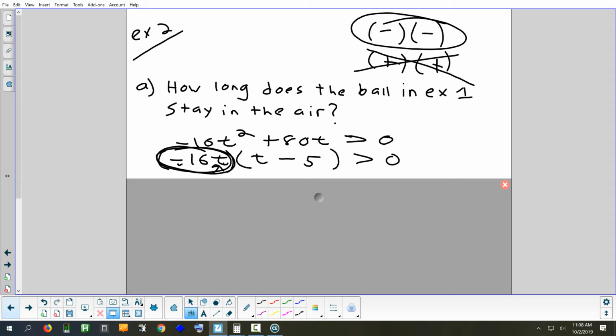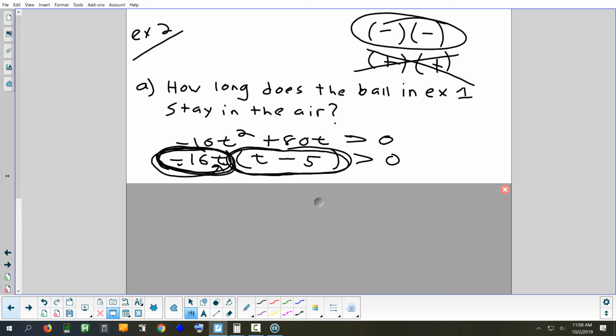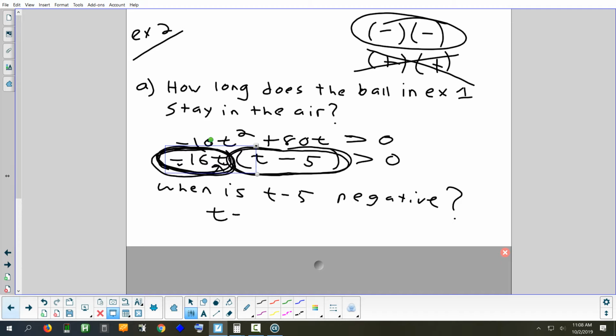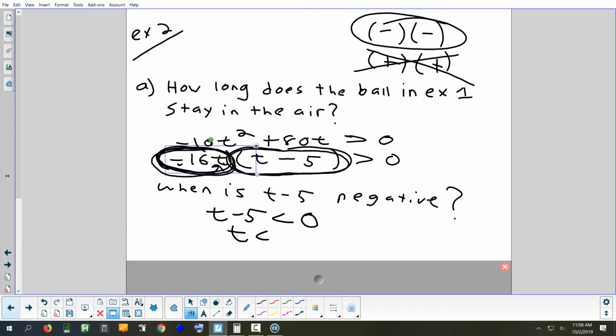The only way you're going to get something that's greater than 0, given that this is always going to be a negative, is if this also comes out to a negative. And then a negative times a negative will give you a number greater than 0. So the question now is, if you can tell me when t minus 5 comes out to a negative, multiplied by this, which is a negative, it'll cancel and come out positive. So when is t minus 5 negative? Yep, less than 5. Add 5 to each side, and that's how long the ball is in the air for.